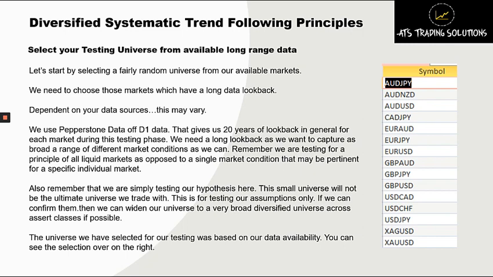If we can confirm them using this small universe, then we can widen our universe to a very broad one across asset classes if possible. The particular universe we have selected for testing was based on our data availability. And you can see the selection over here on the right. Nearly all these instruments here, we had available 20 years worth of data, which therefore allowed a broad range of market conditions to be assessed with our testing method.